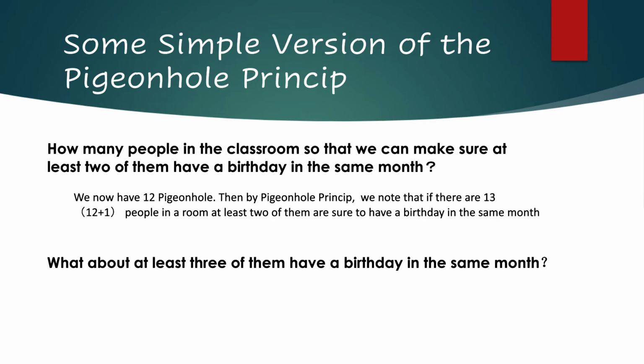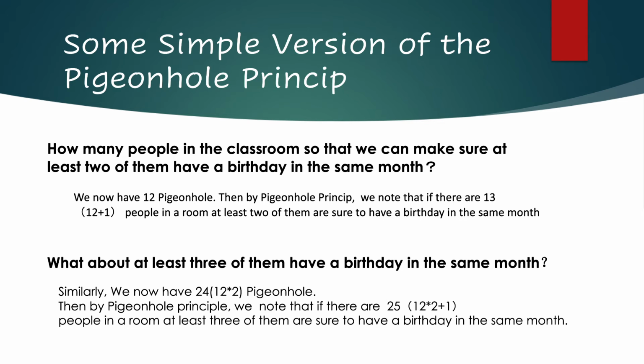So, what about at least 3 of them having a birthday in the same month? Similarly, we know that we need 24 pigeons in 12 pigeonholes. We now have 24 pigeonholes. Then, by the Pigeonhole principle, we know that if there are 25 people in the room, at least 3 of them are sure to have a birthday in the same month.